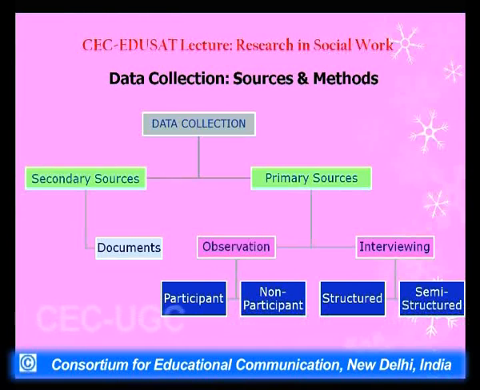Within the primary sources, you have methods which can be used to tap them. Here I am just looking at two main methods, though of course we have multiple methods. One is observation, and the other is interviewing. Observation is of two types: participant observation and non-participant observation. In social research, we use both.